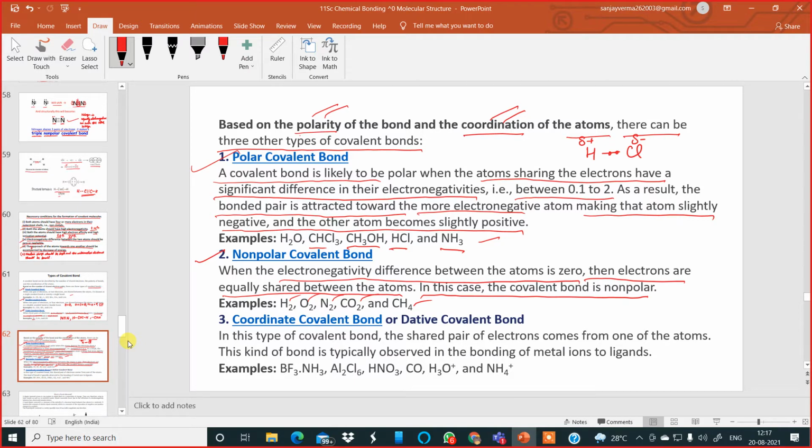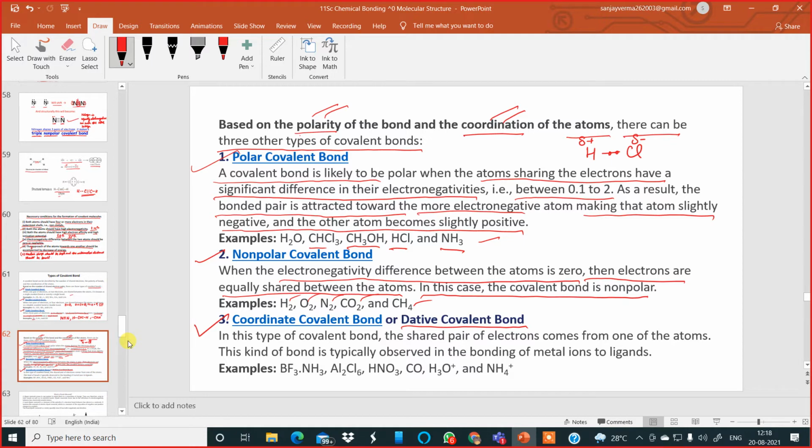Okay. The other type with respect to coordination is called coordinate bond or simply dative covalent bond. You have some idea from class 10 also. Now in this type of bond, the shared pair of electrons in the compound, or in the species or in the radicals, is contributed by one of the combining atoms.